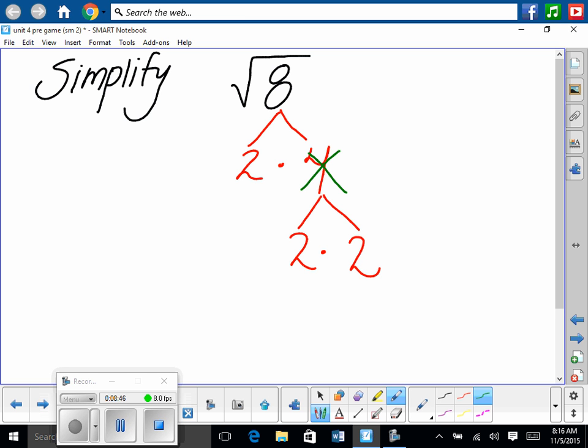So now we broke this down into our prime factors. These are all prime. Does everybody understand? Okay, we're done with the first step. Second step is to pull out groups of 2.